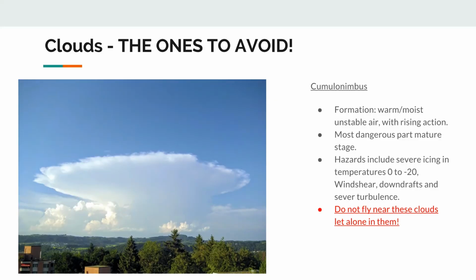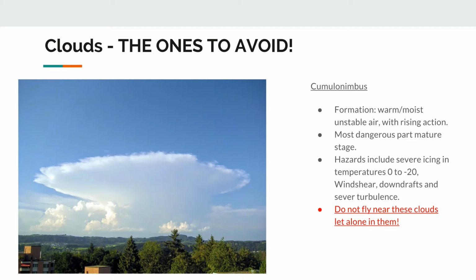So the real ones to avoid, much more than lenticular clouds, are cumulonimbus. These form in warm, moist, unstable air with a rising action, so it might be orographic lift from hills, or it might be strong thermals, especially in the summer in Eastern Europe. You get a lot of these where you've got this warm and moist, unstable air. Particularly in the UK, if you've got that warm and moist air coming in over the Atlantic or from a low pressure system, you've got this warm air, it's really unstable, rising really quite fast, and you get these clouds start to form.